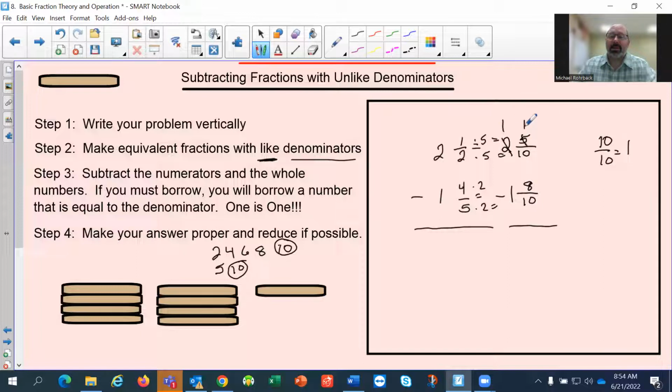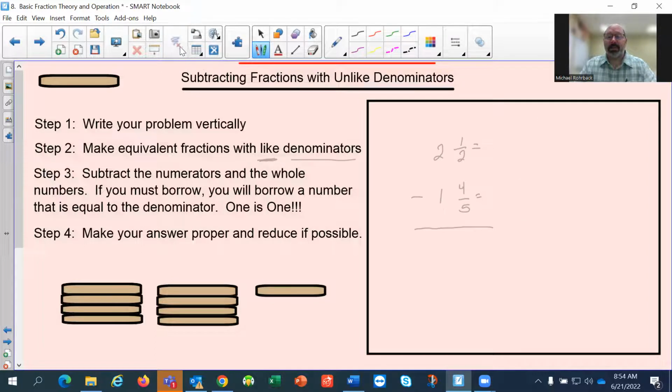So this is going to become a 15. 10 plus 5 is 15. Works out great. 15 minus 8 is 7. 10 stays 10. 1 minus 1 is 0. And that, my friends, is what we're left with. So let's take a look, because it doesn't reduce. Let's take a look in the book and see what we've got.